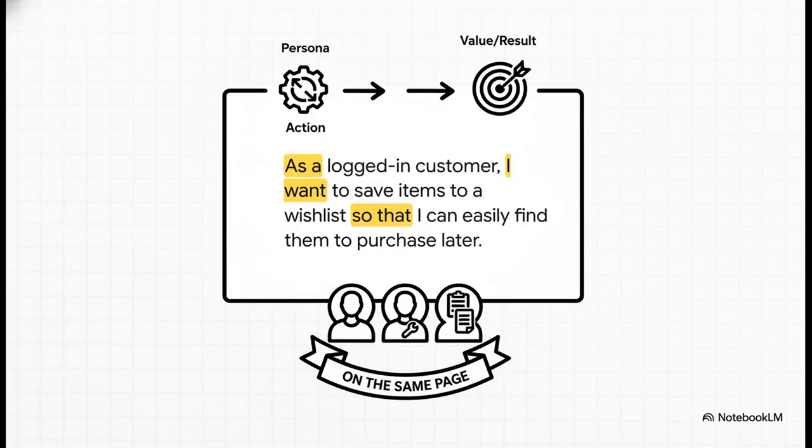And here it is, all put together. As a logged-in customer, I want to save items to a wish list so that I can easily find them to purchase later. See? It's just so clear. It's a single, concise sentence that everyone, and I mean everyone, from the CEO down to the newest developer on the team, can understand. Suddenly, the goal is shared. There's no ambiguity. We are all rowing in the same direction.